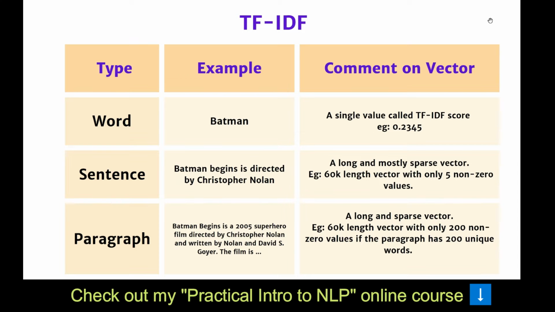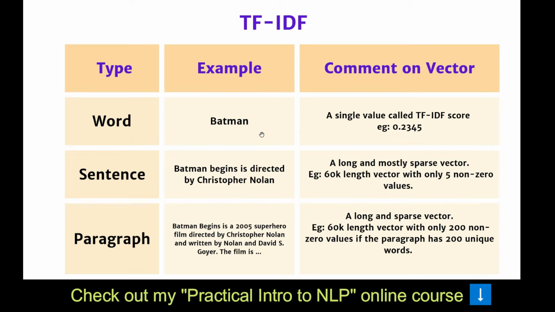For example, if you just take the word Batman, you know that TF-IDF will calculate the TF-IDF value for the single word Batman. Essentially, a word is represented as a single value called the TF-IDF score. Remember that this TF-IDF value captures how frequent this word is in a given movie plot or document, and also how rare it is across all the documents or the corpus that we have.